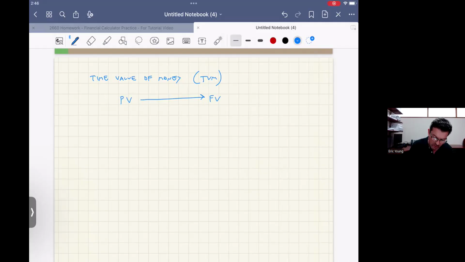We also know that we can move the other way. We can have a future value and pull that back to the present. At the end of the day, whenever we're doing solutions with time value of money, and it's a really critical skill to have, we're moving money from the present to the future or from the future back. The amount that we move is either going to be a lump sum or, if it's an annuity, a payment.